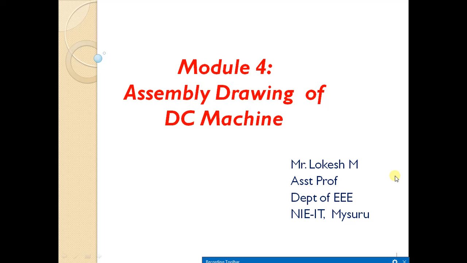So the session objective is to discuss the construction features of a DC machine and how the main components or main parts of a DC machine look from the front view, the end view, and the top view. That is what we are going to discuss.